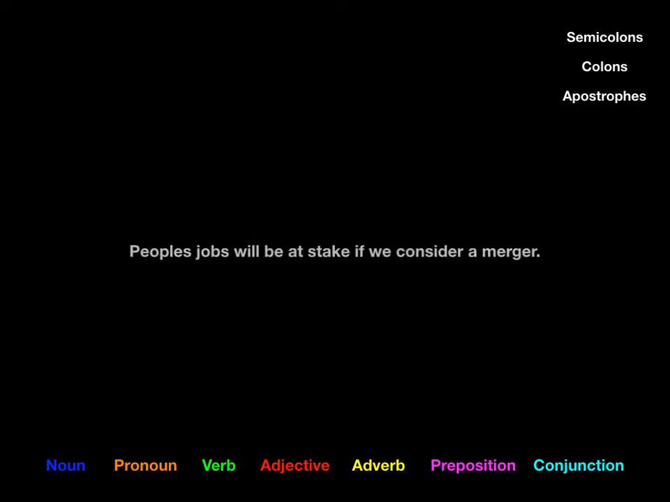Let's look at another example. People's jobs will be at stake if we consider a merger. Here, we'll note people's is denoting ownership of the jobs. Again, we are dealing with an issue of apostrophes. Will the apostrophe go before the S or after the S in people's? Since the singular version of people's is person, we will place the apostrophe before the S. People's apostrophe S jobs will be at stake if we consider a merger.